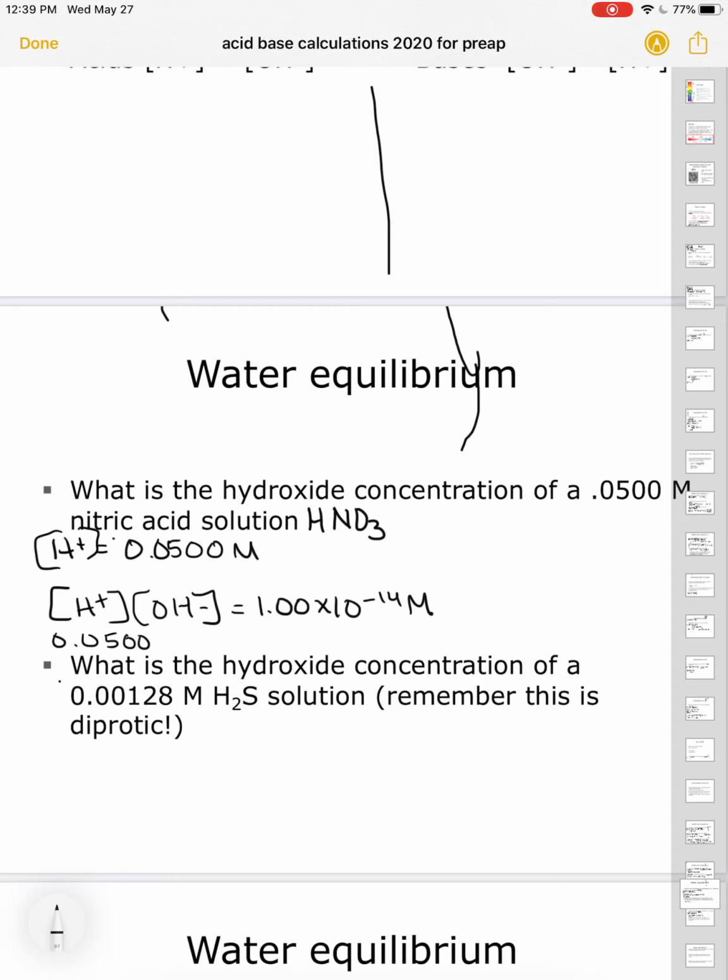Okay, so I'll plug in 0.0500 here, put that in the calculator. Negative 14. I'm actually having to type this in the calculator now, so I'm trying to find my negative sign. Here it is, negative 14 divided by 0.05. This gives me 2.00 times 10 to the negative 13 molar as my hydroxide concentration.